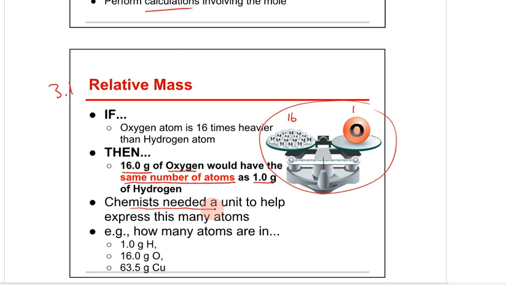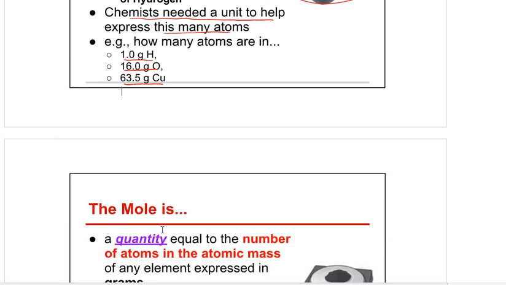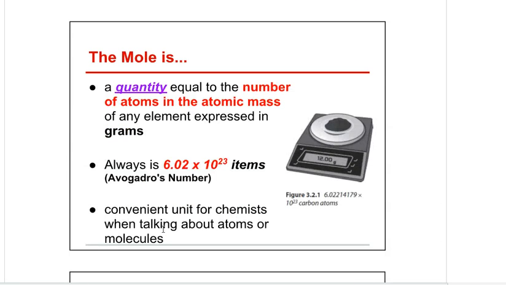Chemists needed to have some sort of unit to help express this many atoms. It's just an incredible number of atoms. Another analogy: we've done 1 gram of hydrogen, 16 grams of oxygen, and 63.5 grams of copper. How many atoms are inside of that? So chemists came up with the unit, the mole. If we take a look at the definition, it's a quantity equal to the number of atoms in an atomic mass of any element expressed in grams.